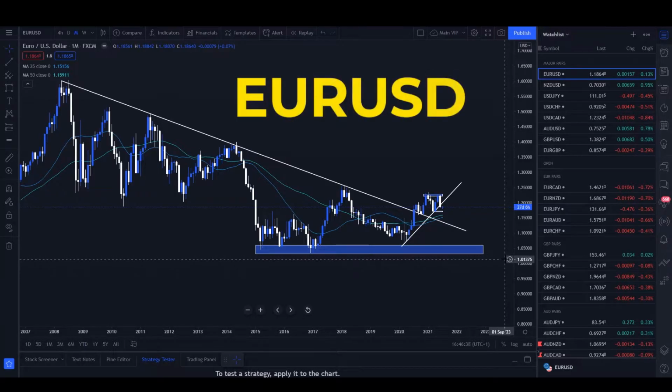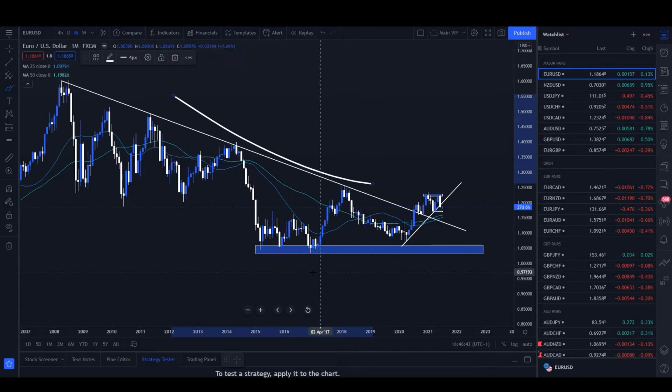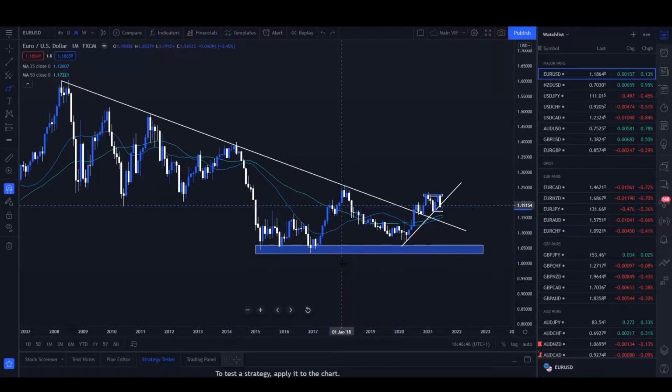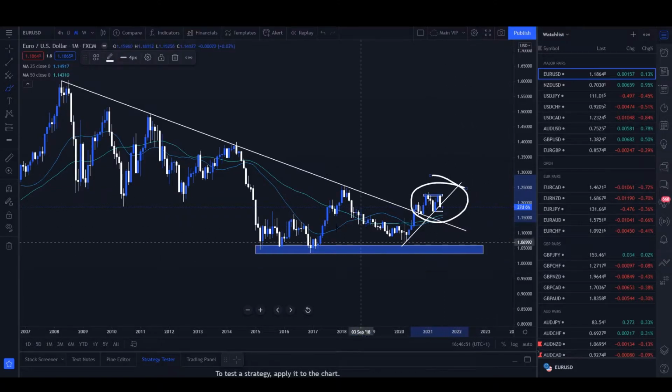Okay, so let's check out EURUSD. So what do we have? We have a monthly downtrend, right? We have a nice monthly support over here, but where is the action? The action is around here, so we need to zoom in a little bit.